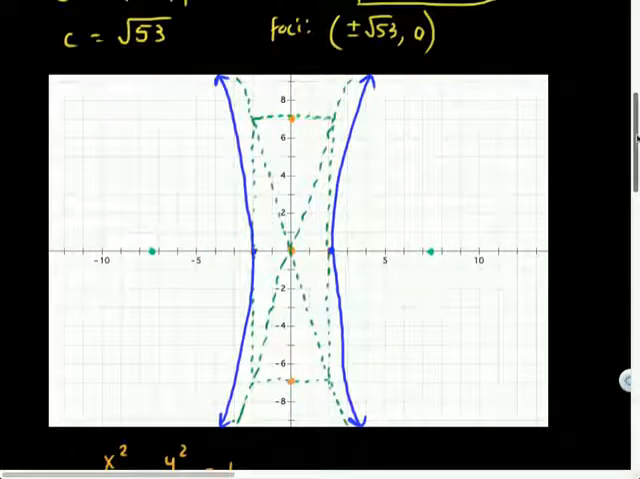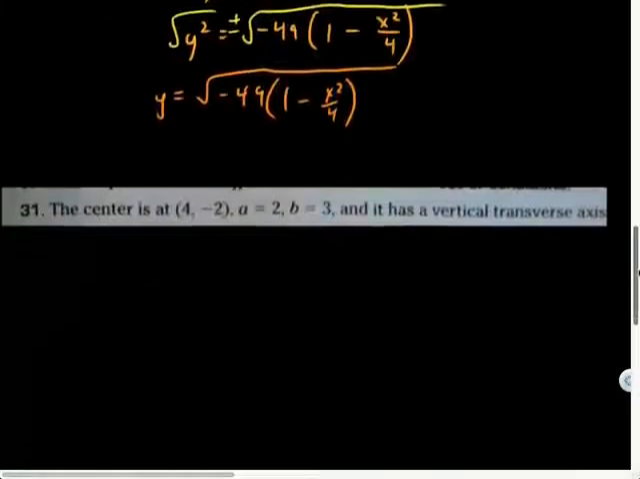So let's keep going. Alright, here we've got a problem that's got a clue. Clues, let's see. They say the center is at 4, -2. So that's my h and k. I know a equals 2, I know b equals 3, and it says it has a vertical transverse axis. What does that mean for us in terms of the orientation of the hyperbola?